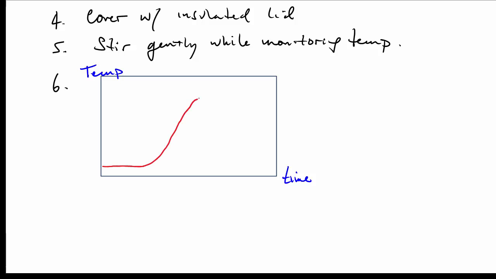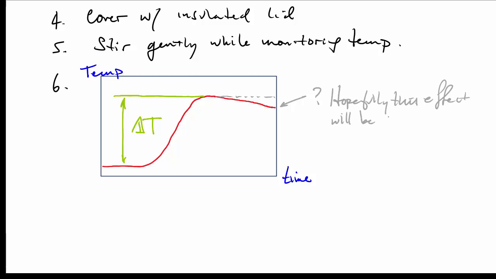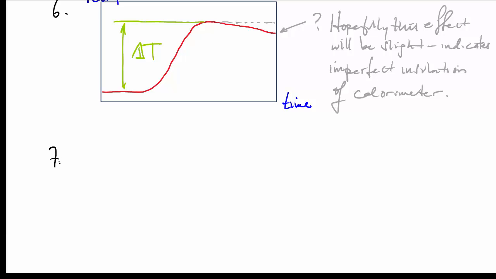You should get a relationship of temperature and time that looks something like this. Certainly in our reaction, we expect this reaction to be exothermic and get a positive delta T. Notice the temperature falls down here. What's going on? Hopefully the effect will be small because the system will be losing some heat to the outside world. Remember, insulation isn't perfect.